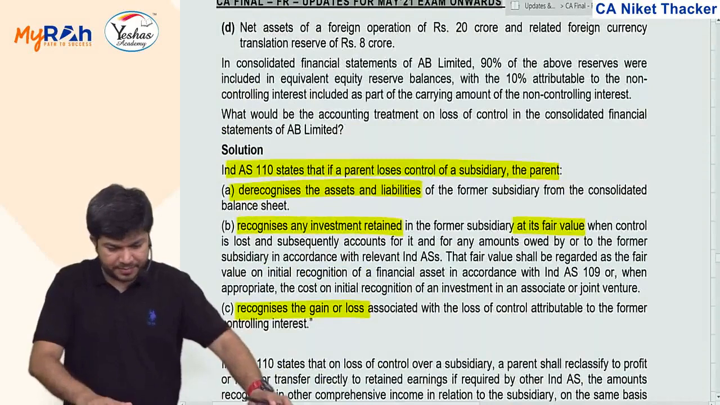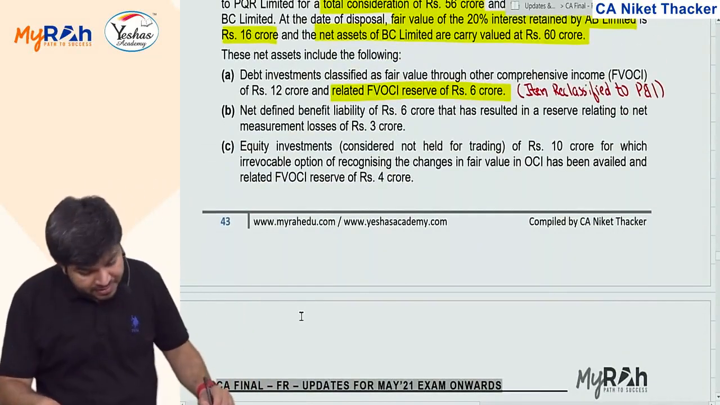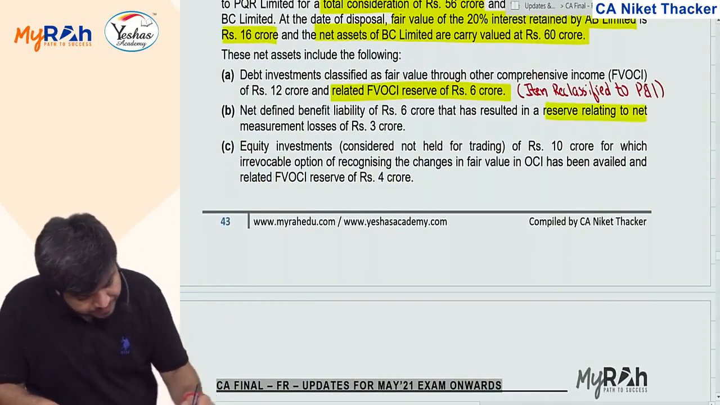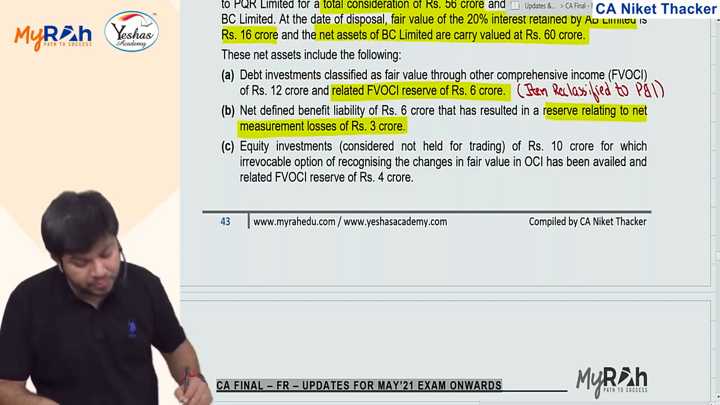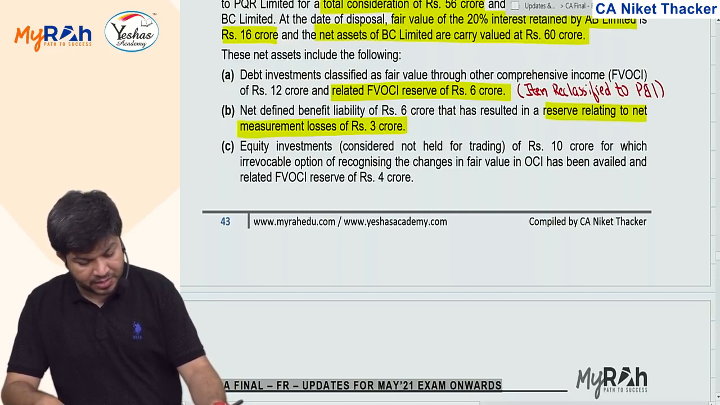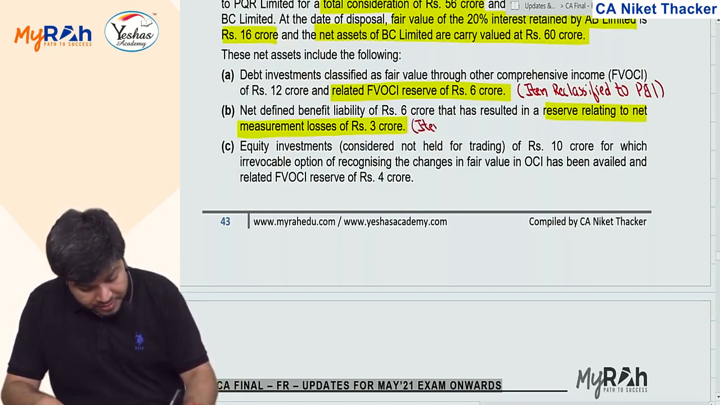Okay, next one. Net defined benefit liability 6 crore. Its related reserve is -3. Okay, -3. Its related reserve, and it's an item not reclassified to P&L.